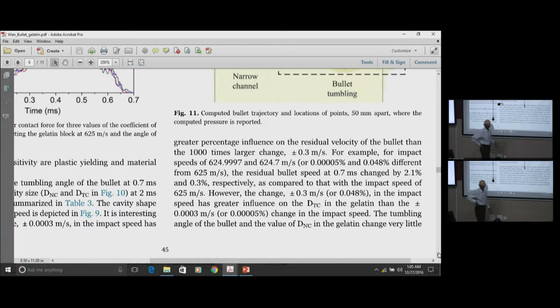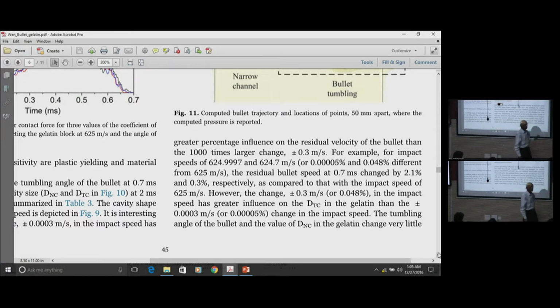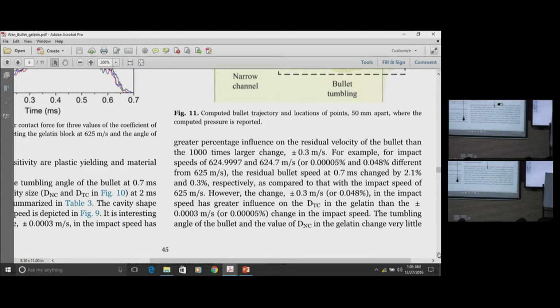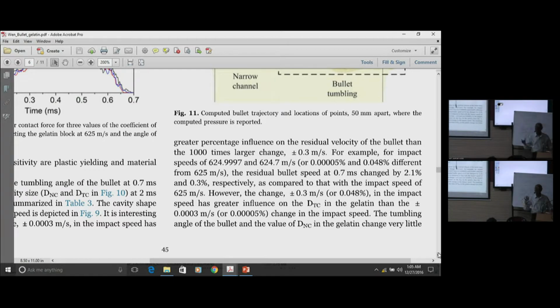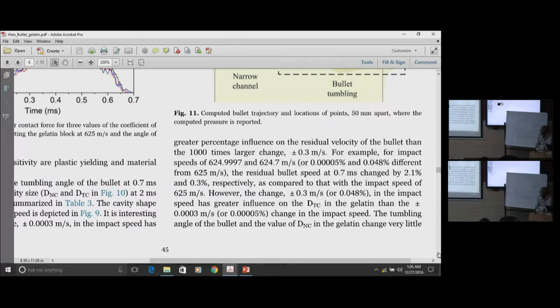When you change the input by a tiny bit, the residual speed changes by 2%. So that really means the results are highly sensitive to the impact speed. So what do we do now?